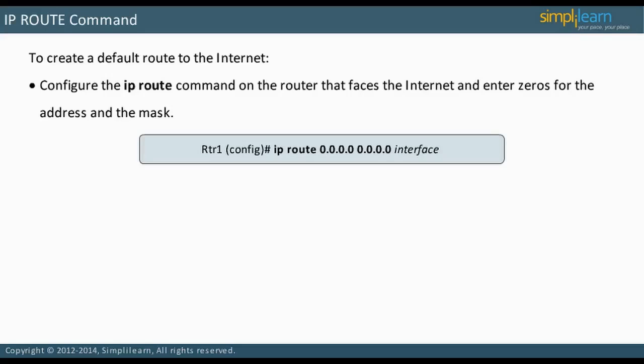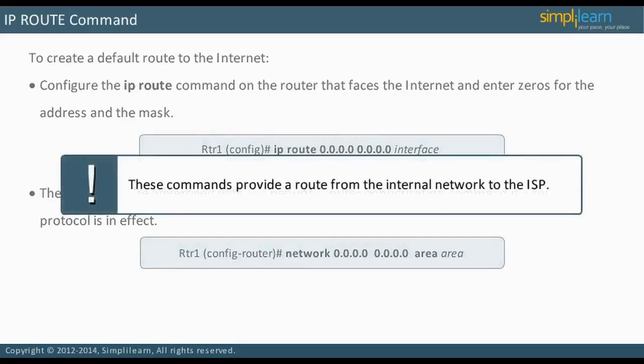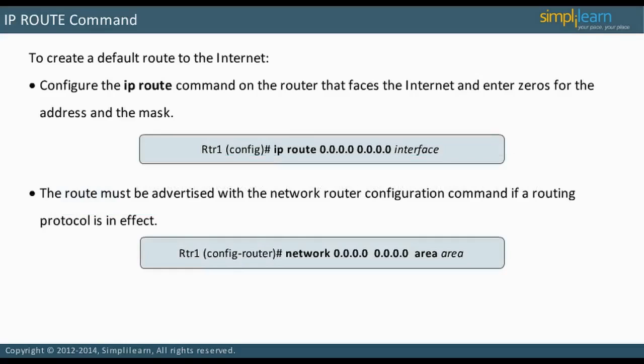If a routing protocol is in effect, the route must be advertised with the network router configuration command. These commands provide a route from the LAN to the ISP. But in order for the Internet Service Provider, ISP, to find a route back to the LAN, Network Address Translation, NAT, needs to be configured in most cases. This is because most LAN devices are assigned private addresses, not public addresses that are routable over the Internet.